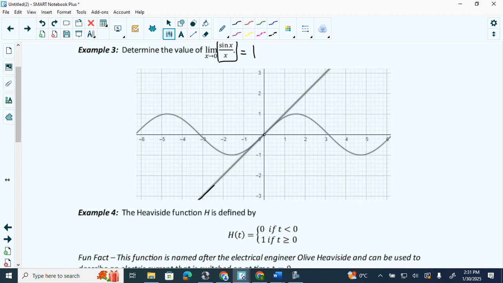And there's always a removable discontinuity when you plug that 0 in, we get a denominator problem, and those two don't cancel off, right? Or it's not a piecewise function, technically. Okay, so the answer to that is 1.